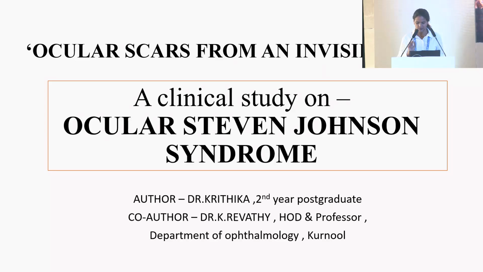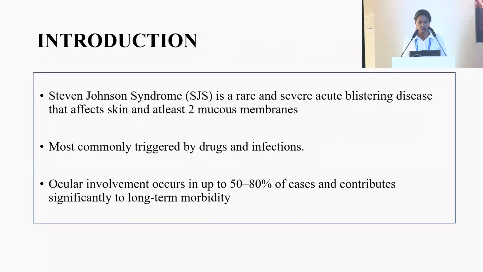Good morning, sirs. My name is Kritika. I'm from Regional Eye Hospital, Kurnool. So my presentation is on a clinical study on ocular Stevens-Johnson syndrome. Stevens-Johnson syndrome is a rare and severe acute blistering disease that affects skin and at least 2 mucous membranes. It is most commonly triggered by drugs and infections. Ocular involvement occurs in up to 50 to 80% of cases and contributes significantly to long-term morbidity.